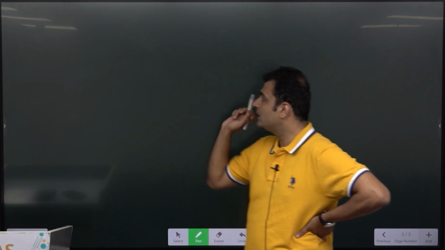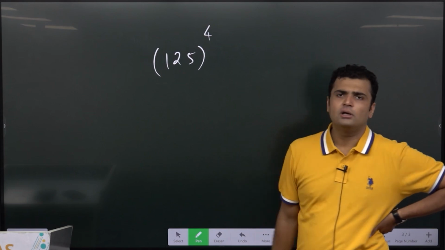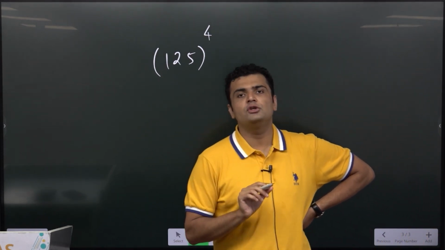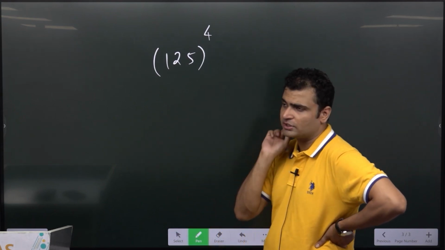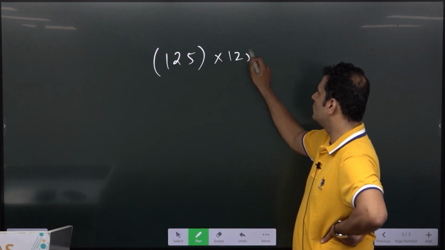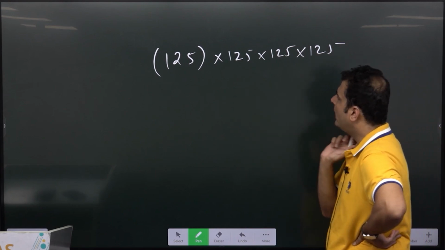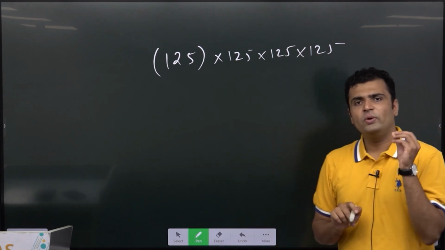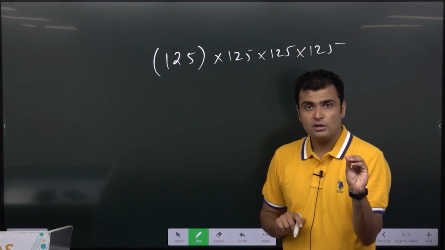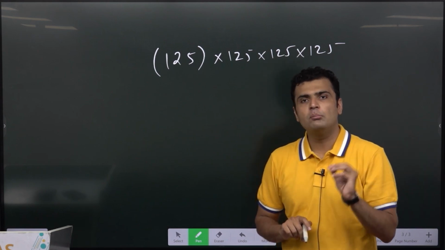So if I have something like 125 to the power 4, I don't know what that number is. That number must be huge. But the question is, what is the units place of this power? If that is the question, we have to know that this power 4 is nothing but 125 into 125 into 125 into 125, right? This is by definition. And I have already told you that when we multiply two numbers, the units place of the product only depends on the multiplication of the units places of the numbers involved.